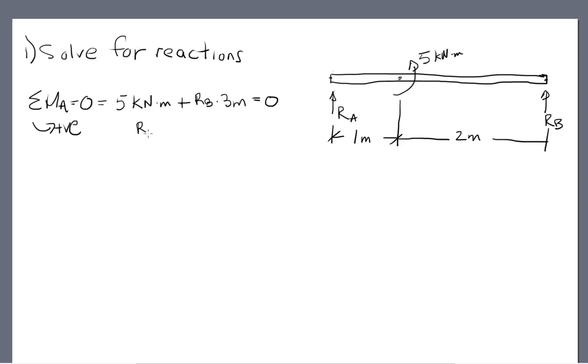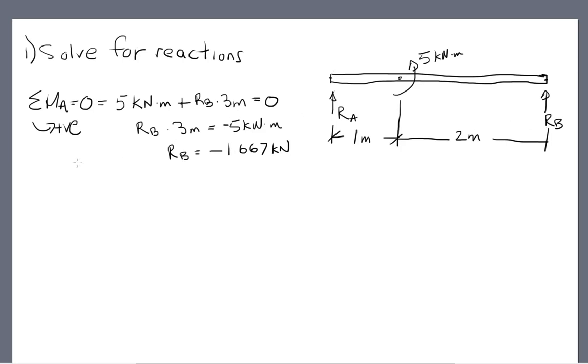So R_B times 3 meters equals negative 5 kilonewton meters. So then R_B equals negative 1.667 kilonewtons. And what that negative says is that my assumed direction is incorrect. It's actually going this way. Okay? So now we have one unknown and one known.